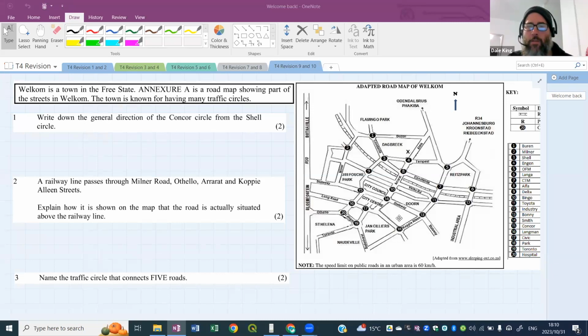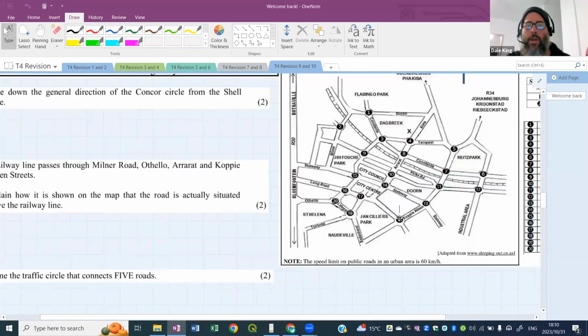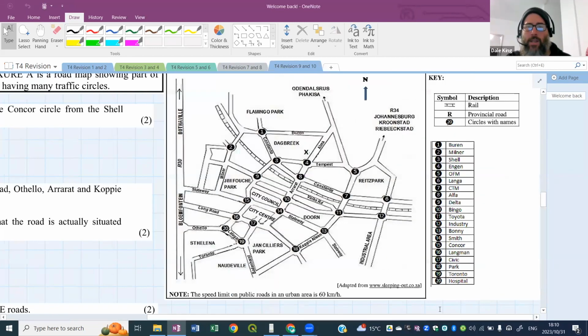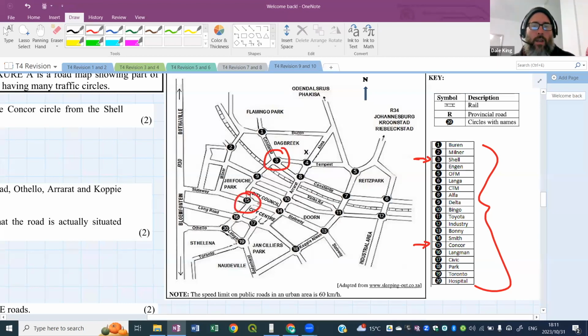All right, so now we've got to look at our map. I'll zoom into our map here. And there's a key here on the right hand side. So all these numbered dots are obviously the circles, and on the right here, you can see we have all the circle names. Looking for the concourse and the shell: number 3 here is shell, and number 15 here is concourse. So I'm looking for 3, which is there, and I'm looking for 15, which is there. Those are the 2 points that we're looking at in this question.